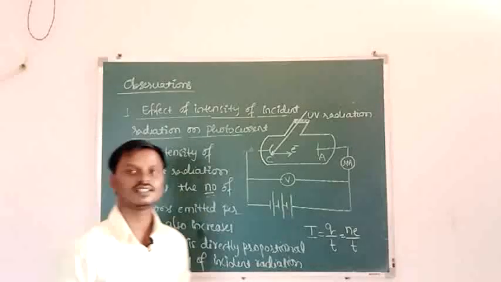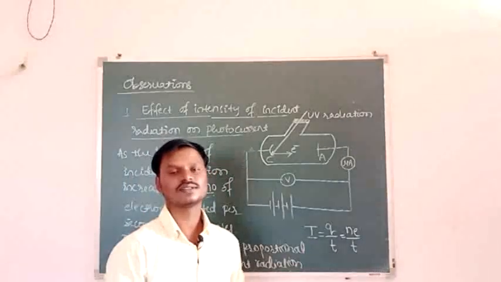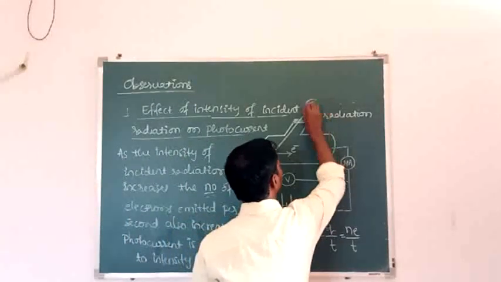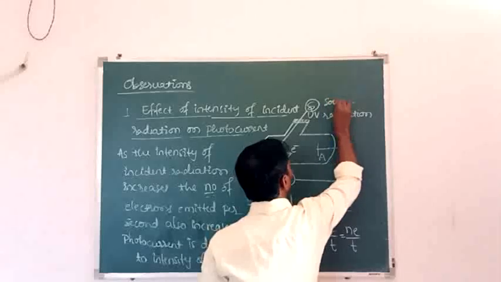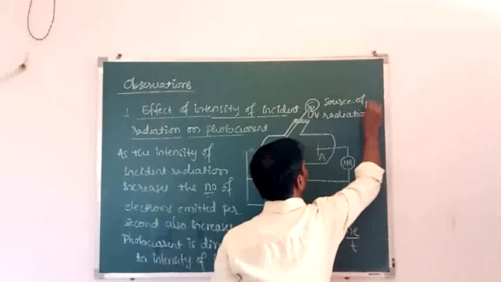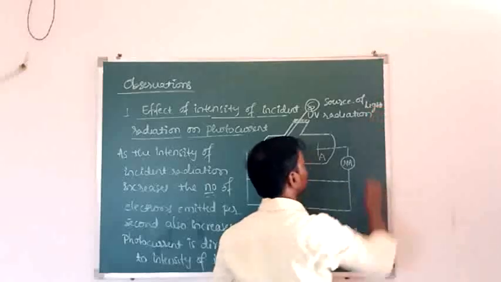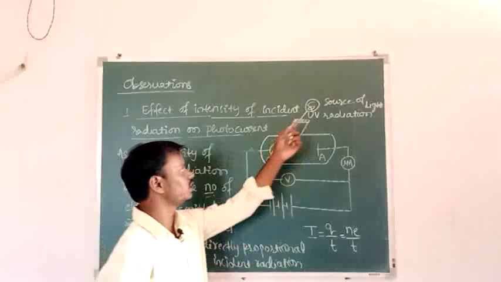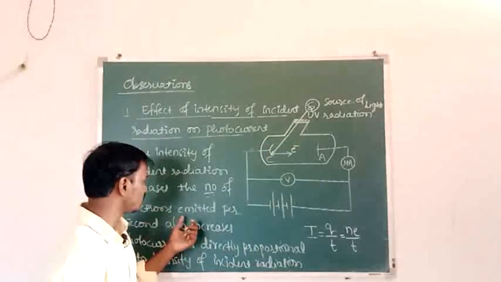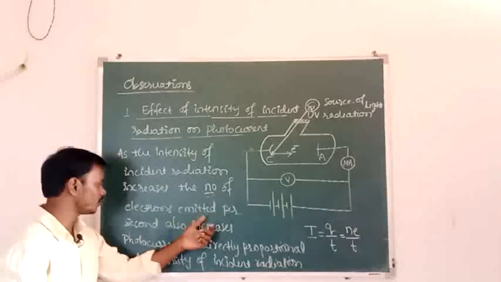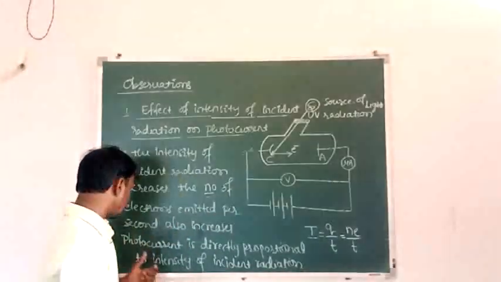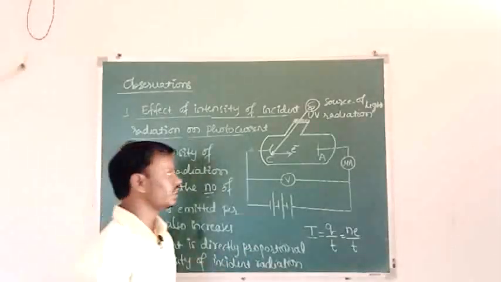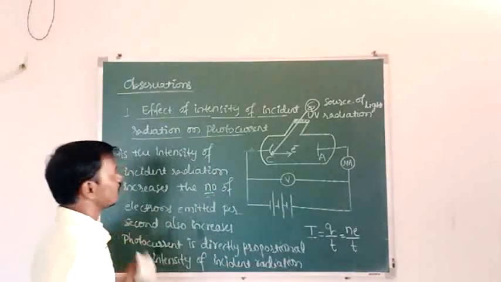Then how to increase the intensity of incident radiation? By increasing the power rating of the source of light. Let us take S as the source of light. For example, I will increase the power of the source of light from 100 to 200, 200 to 300. Here the intensity goes on increasing. As the intensity goes on increasing, the number of electrons emitted per second also increases. Hence, the photocurrent is directly proportional to the intensity of incident radiation. Then, what about the second observation here?